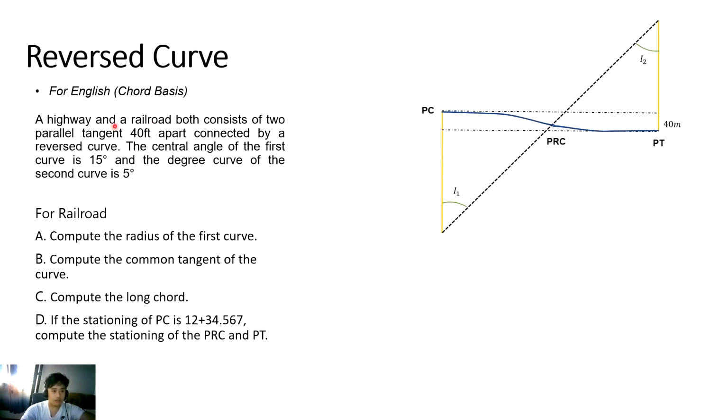Okay, for the next question, which is yung railroad naman, since ang sabi dito kanina ay a highway and a railroad. So, tapos na tayo sa highway, railroad naman. Okay, tama naman ang stationing of PC dito. So, sa railroad, ganun din, hanapin natin yung radius of the first curve, tapos compute ng tangent of the curve, then compute the long chord, and stationing of PC is 12 plus 34.567, then compute natin yung station ng PRC and PT.